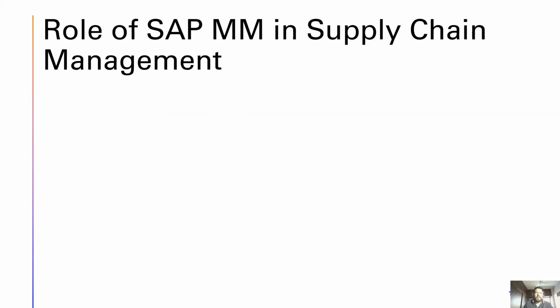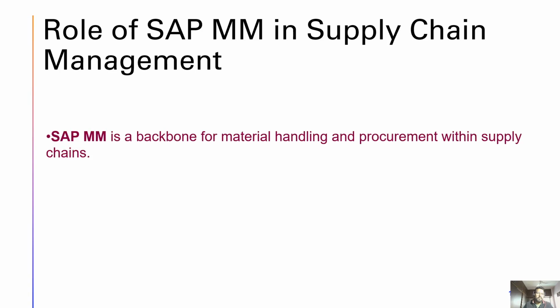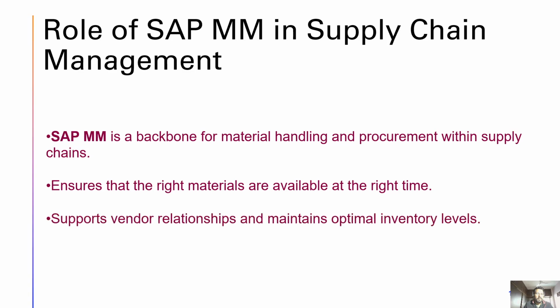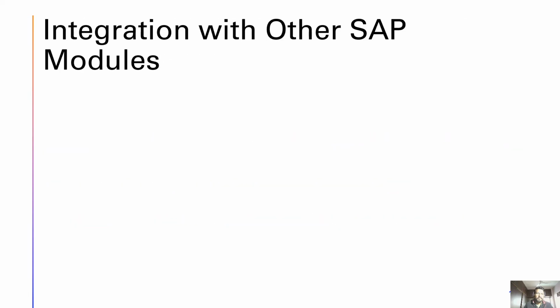Let's understand the role of SAP MM in supply chain management. SAP MM is a backbone for material handling and procurement within the supply chain. It ensures that the right materials are available at the right time. So we saw that we can have real time data availability and inventory management. All those components relate to this role, where we can have the right material available at the right time. So that is the most important. Another one is to support vendor relationships and maintain optimal inventory levels.